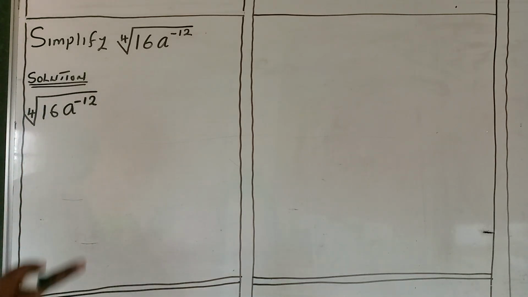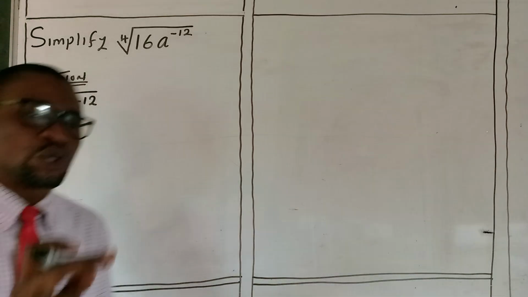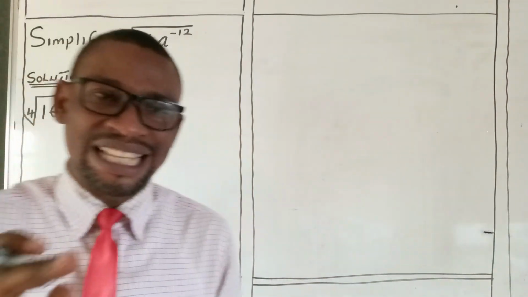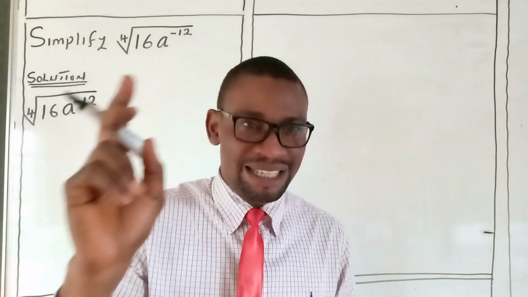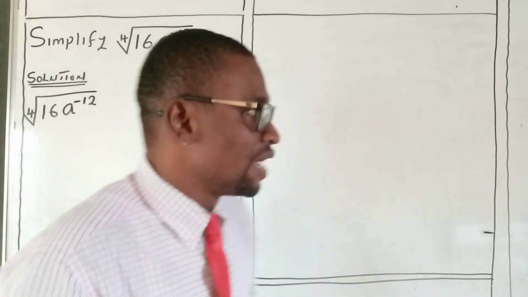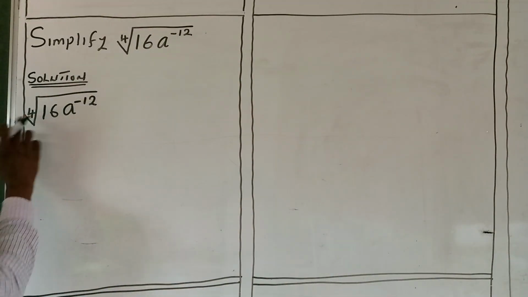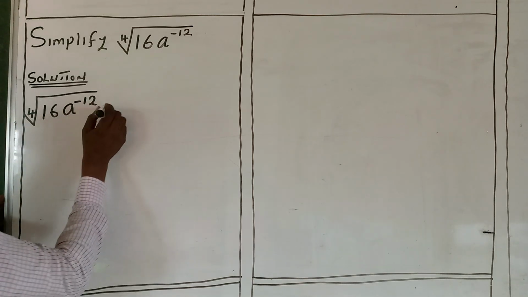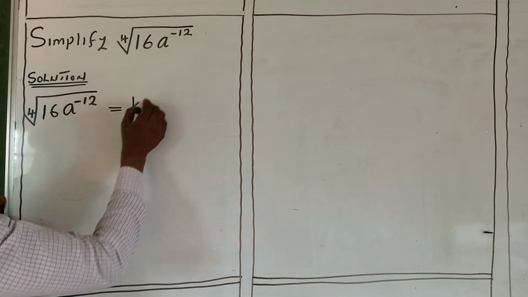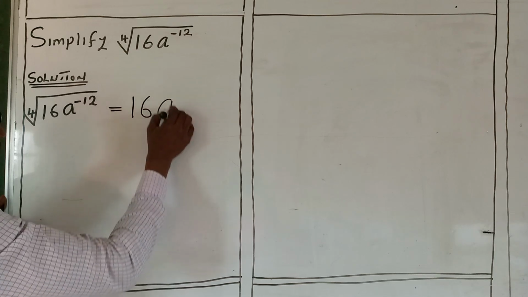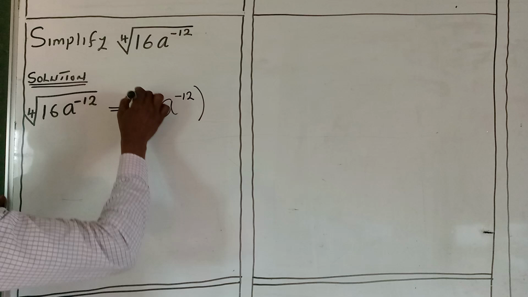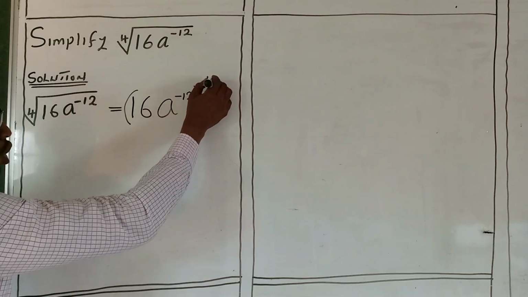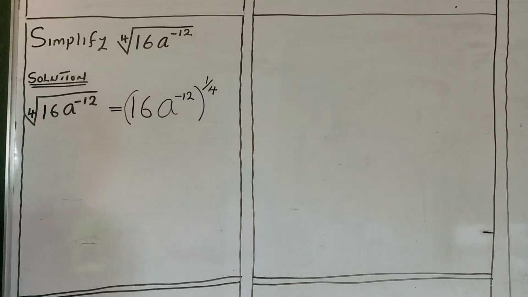I want you to also understand that the square root of any number is that number raised to power 1 all over 2, as stated in the laws of indices. Now, if we must clear this fourth root, this is simply going to be 16a raised to power minus 12 all raised to power 1 all over 4. And then let's go on.